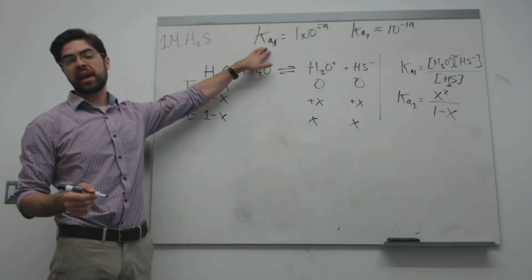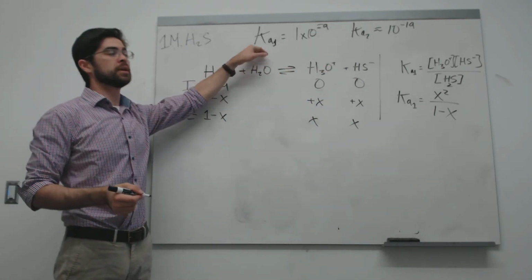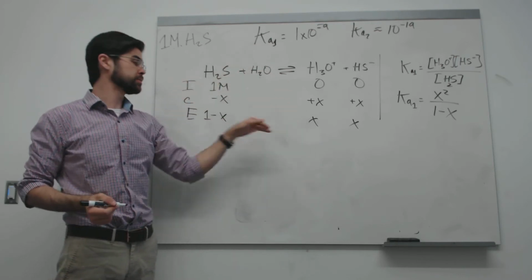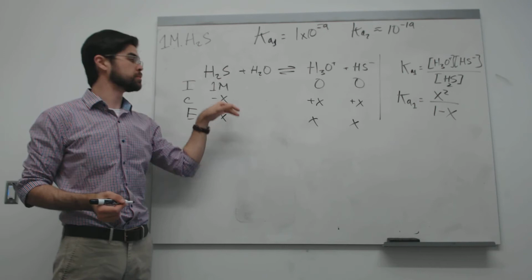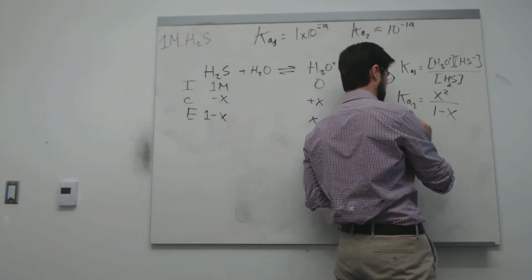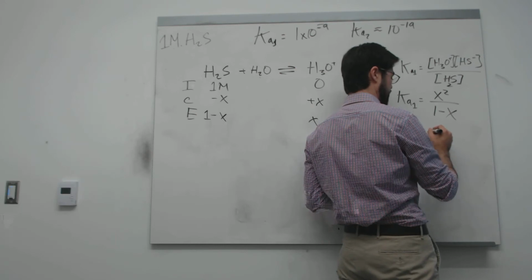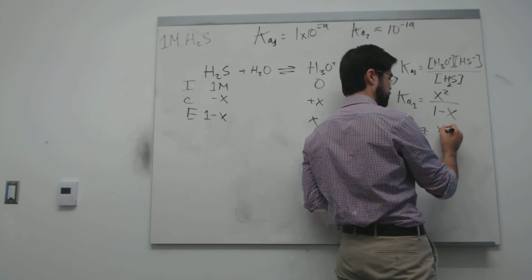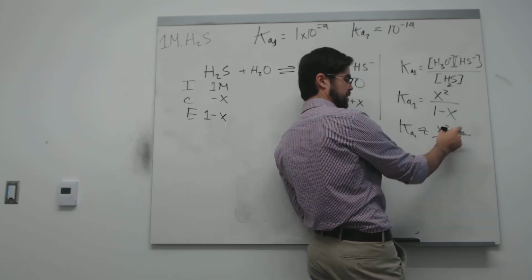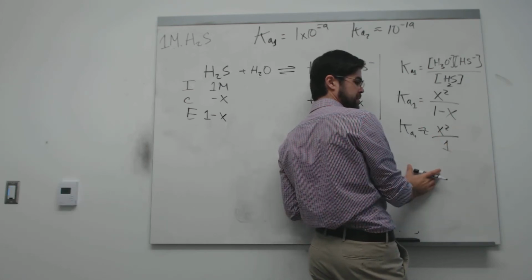Now, Ka1 is quite small. It's 10 to the negative 9. So I don't expect this reaction to go to completion, and I expect X to be quite small. So 1 minus something small is still about equal to 1. So this should be approximately equal to X squared over 1. So I can then solve this equation quite easily for X.